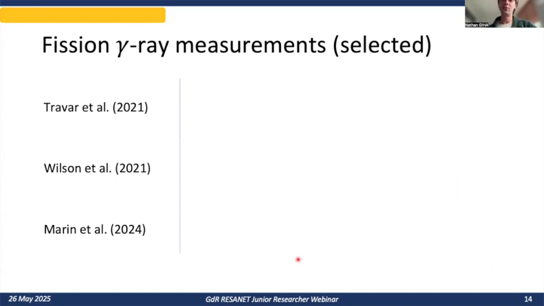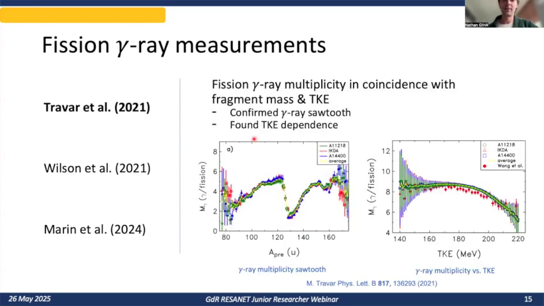So I've picked out a few fission gamma ray measurements that I want to reference back to. The first was Chavar et al. They measured the multiplicity of gamma rays in fission in coincidence with fragment mass and with TKE, notably not at the same time. And they saw this gamma ray sawtooth pattern. This is the shape of the gamma ray multiplicity as a function of fragment mass. You may have heard of the neutron sawtooth, and it turns out it's a similar shape with mass. And they saw this TKE dependence where as you go lower in TKE, it starts to grow and then it levels out. And significantly, I want to point out that they didn't differentiate these two variables at the same time. And that'll be important to do.